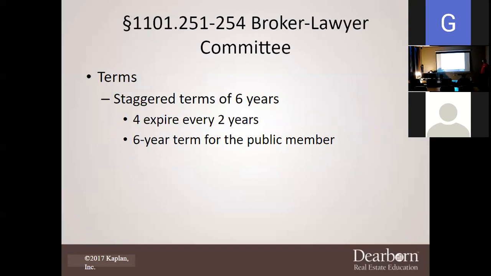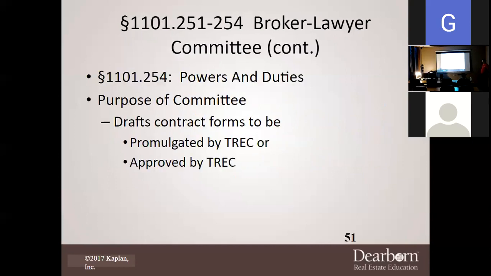Their terms are going to be staggered terms of 6 years. Four expire every 2 years, and 6-year terms for the public member. Okay. What exactly does the broker lawyer committee do? Well, the purpose, real simple, is to draft forms that are to be promulgated by TREC or approved by TREC. So this committee, all they do is draft forms.